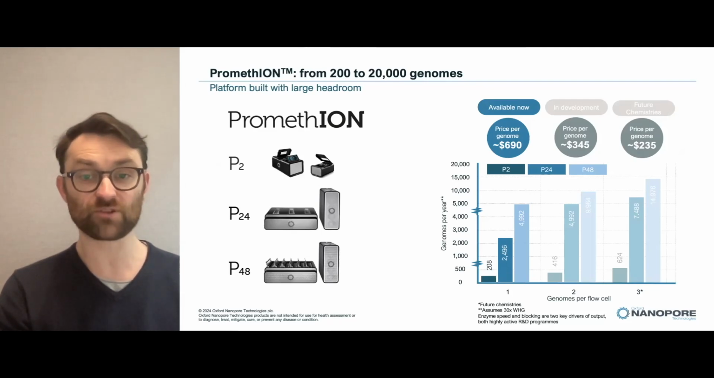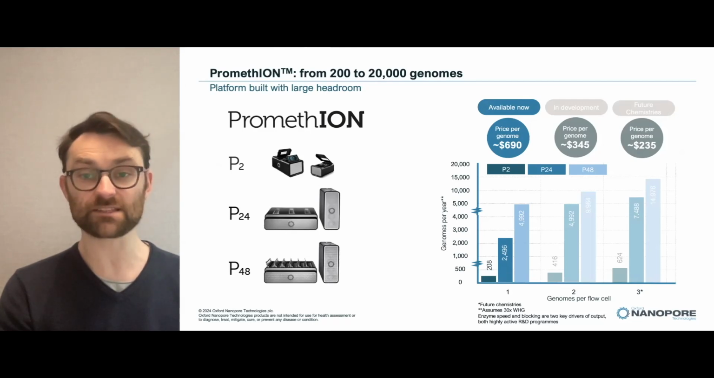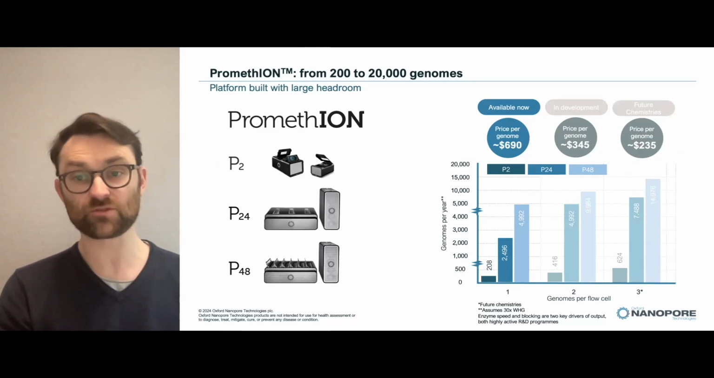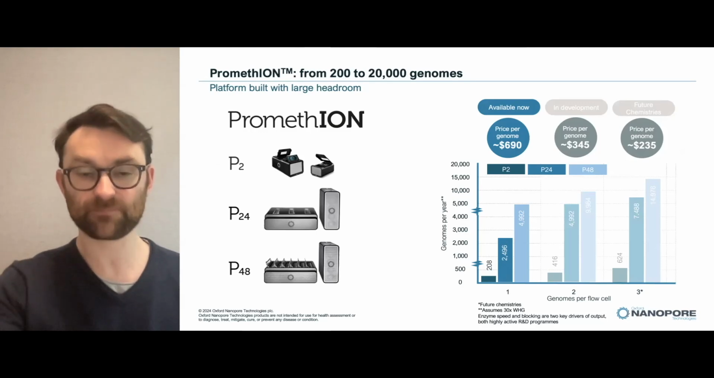The price per flow cell is competitive. At the moment it's $690 per genome, and of course this price will come down in the future once we can do 2 genomes per flow cell.